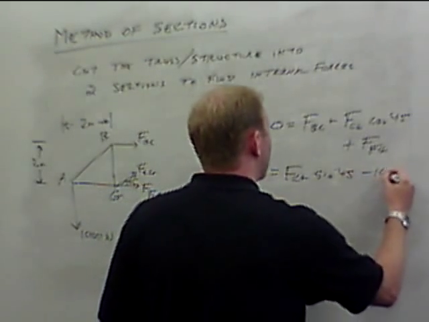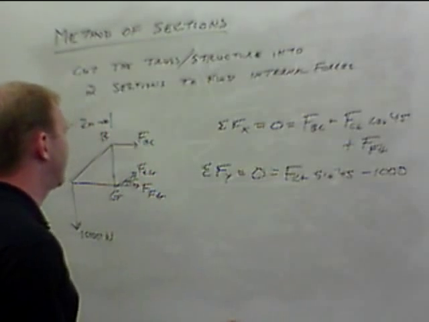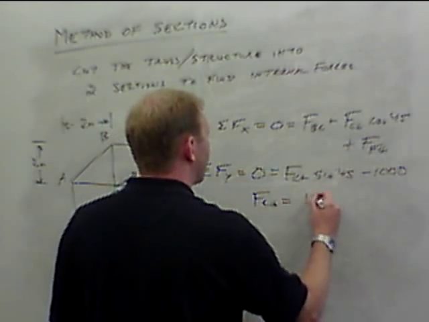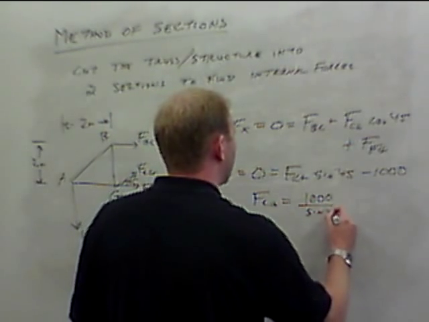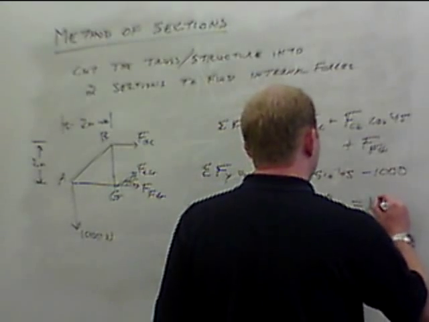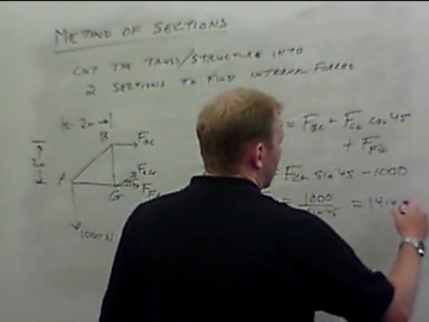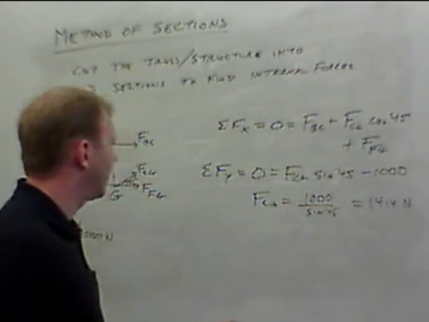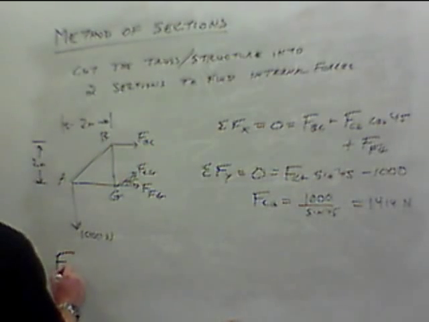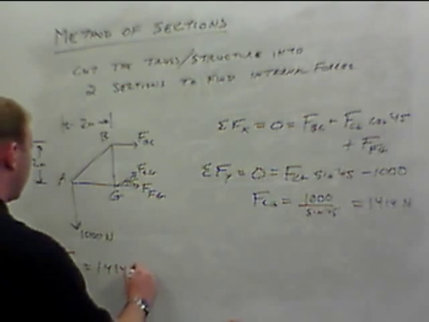Minus 1,000. Okay, so we can actually find FCG using this. So FCG is equal to 1,000 divided by sine 45, which equals 1,414 newtons. So FCG, and that is a positive value, so FCG is 1,414 newtons in tension.